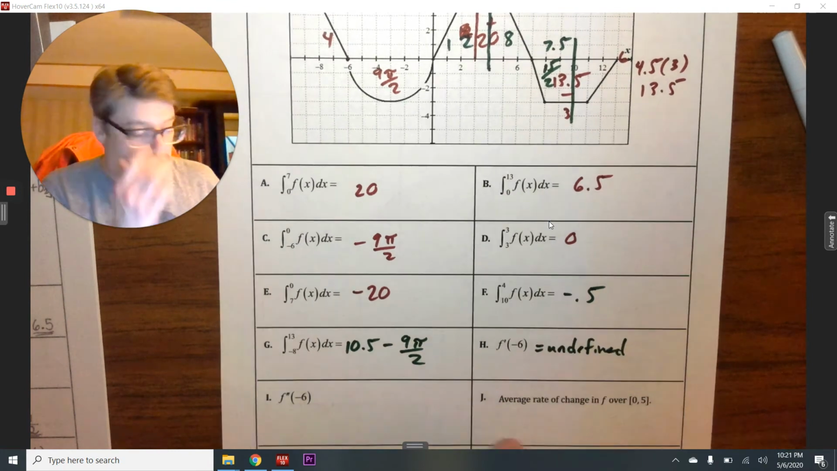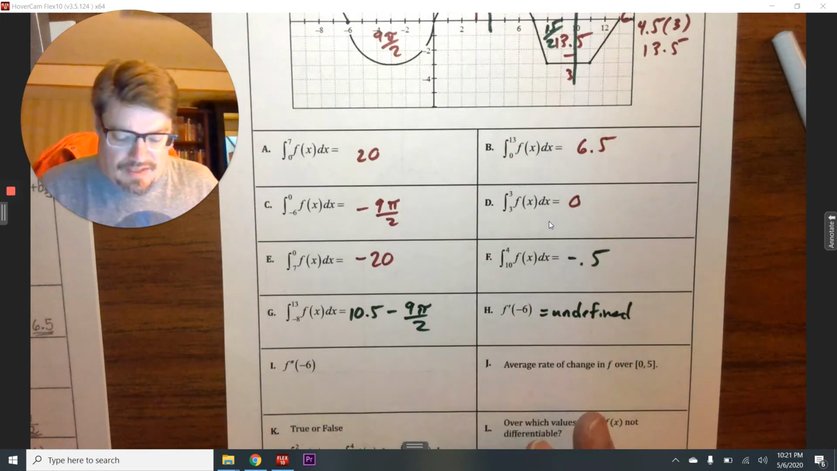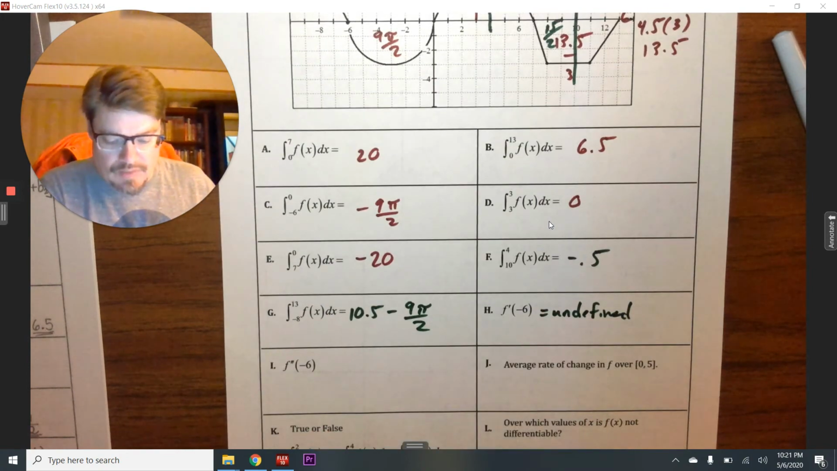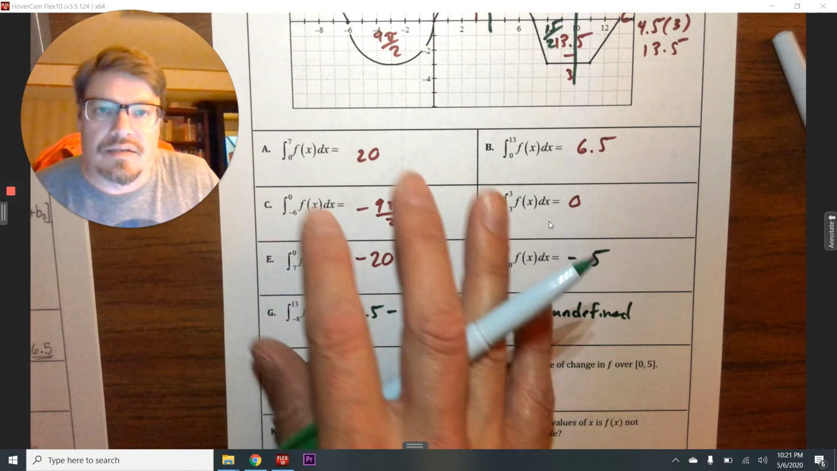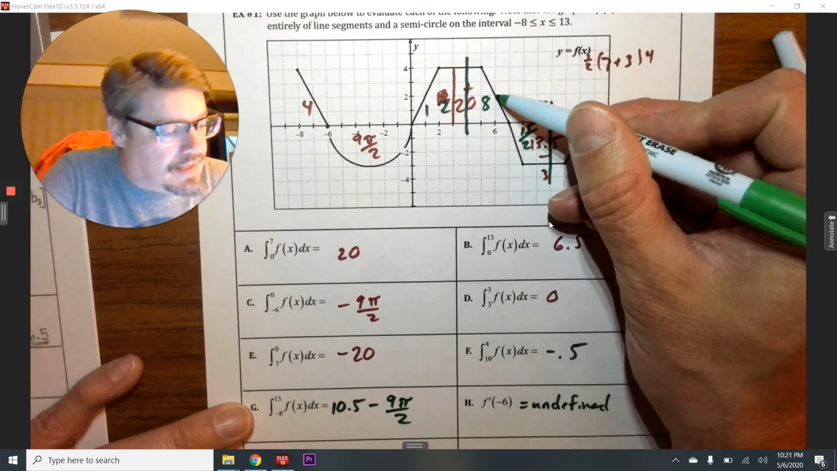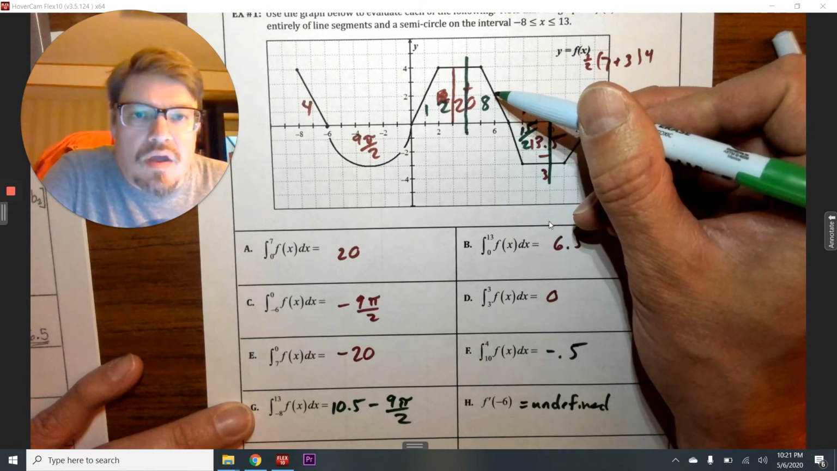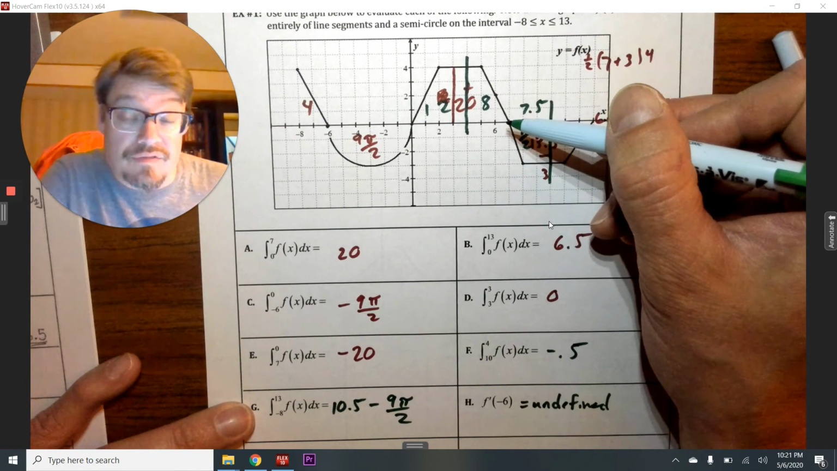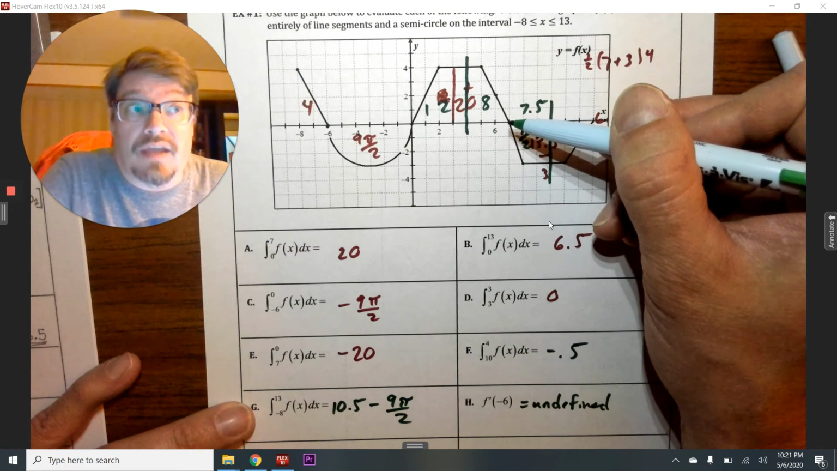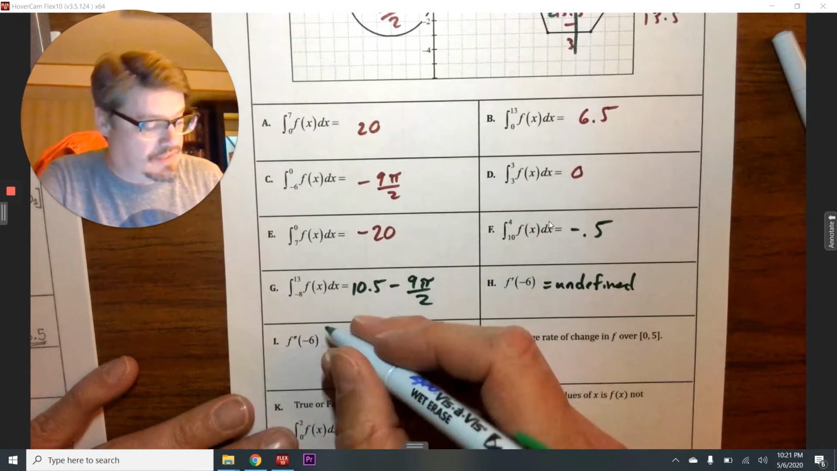Okay, now how about the double derivative at positive 6? At positive 6, the double derivative here looks like it's negative 2. So the double derivative, the derivative of negative 2, is actually 0.